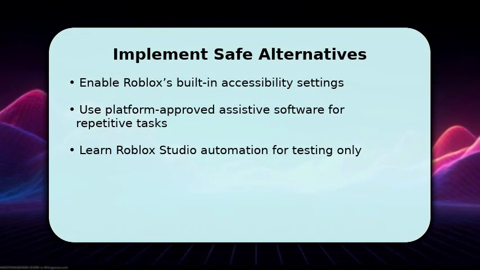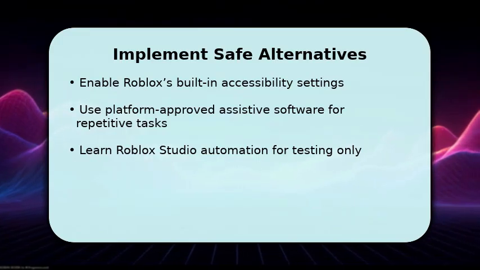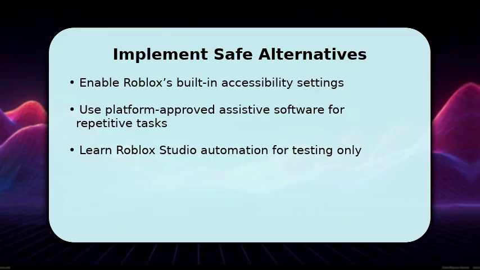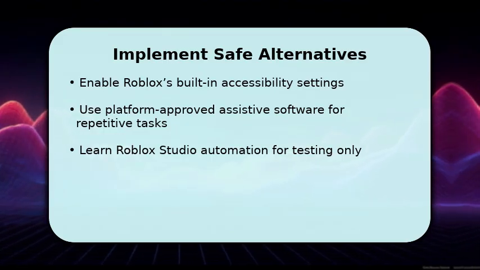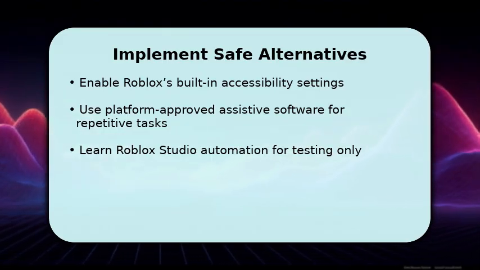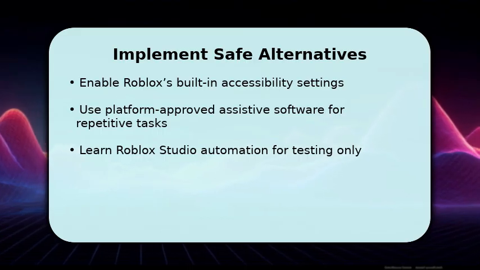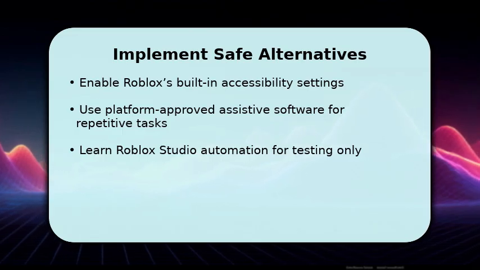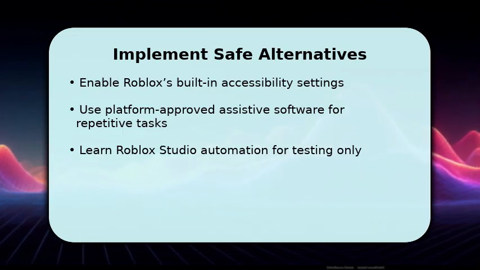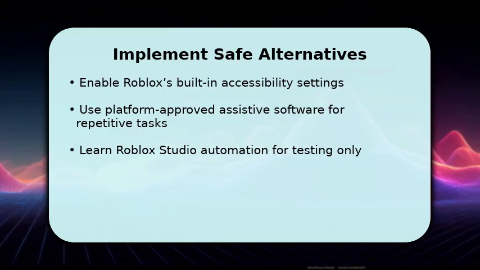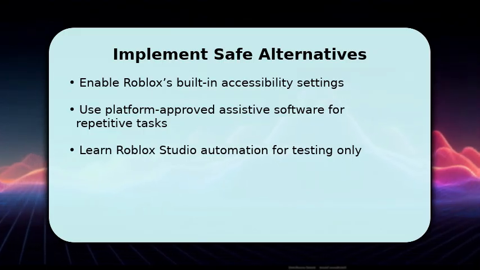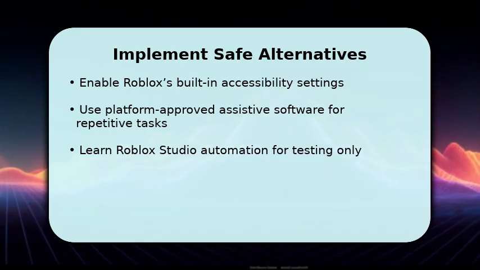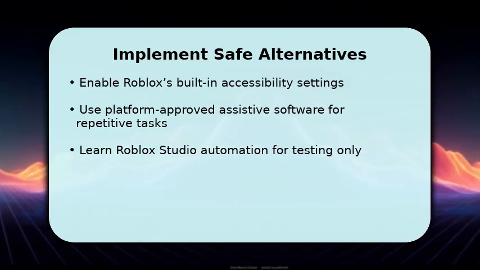You can achieve automation goals without violating rules by using Roblox's built-in accessibility options or officially supported assistive software. Once configured, map simple inputs to reduce strain. These are allowed for accessibility. If you're a developer, use Roblox Studio's scripting and test servers to automate interactions for debugging and QA. That stays within the platform's tools. Make sure to document why automation is used and keep it limited to testing or accessibility so you avoid sanctions.